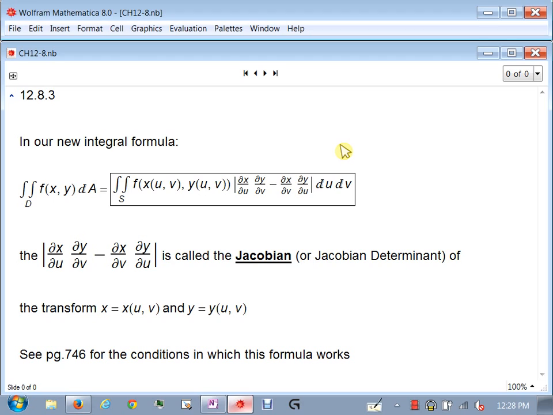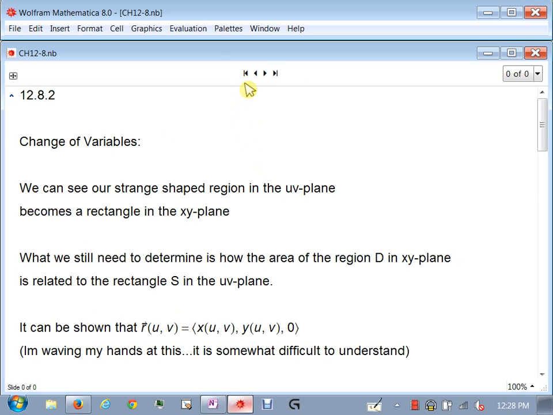Whatever that is, it has to go here. With polar coordinates, it's r. With spherical, it's what? Rho squared sine phi. Okay? But see, the spherical is a triple integral. So that Jacobian determinant changes if you're in a triple integral because it's more complicated. The Jacobian determinant is more complicated in three-dimensional space than it is in two. So where does this word Jacobian determinant come from? I will go back in my notes here for this.